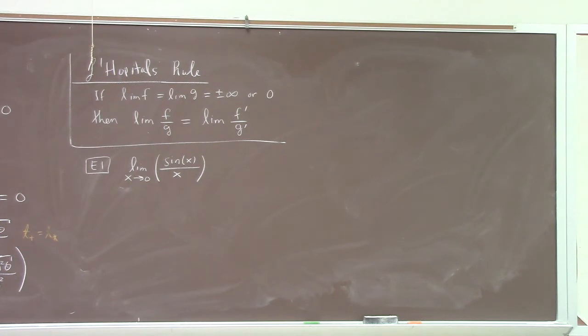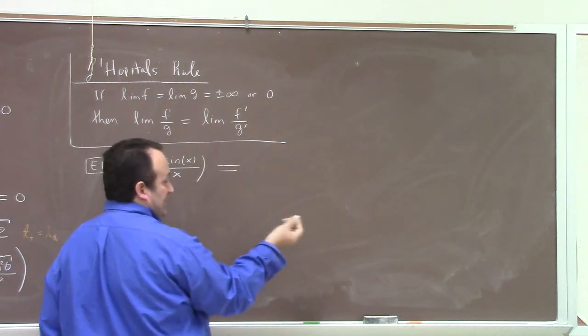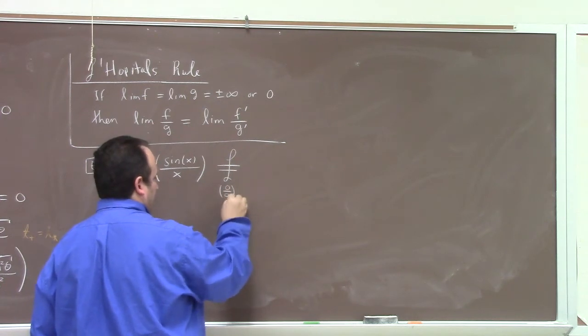All right, so notice the limit as x goes to 0 of sine x is what? 0. The limit as x goes to 0 of x, 0. So we can apply L'Hopital's rule. And here's my notation for it, by the way, guys. L'Hopital's rule, type 0 over 0.